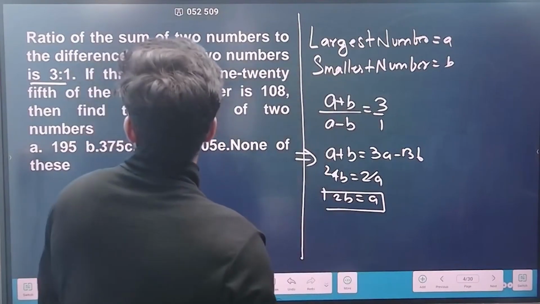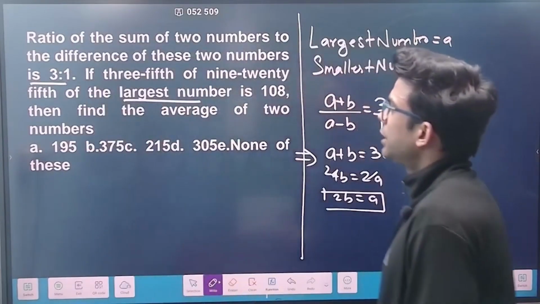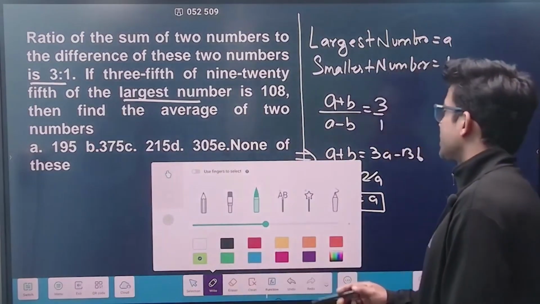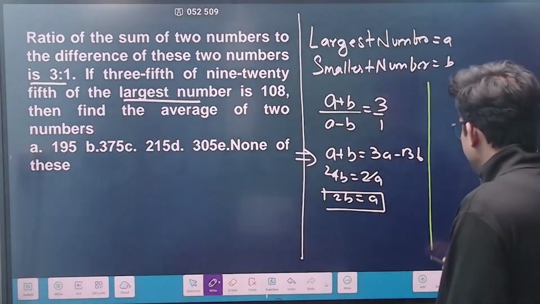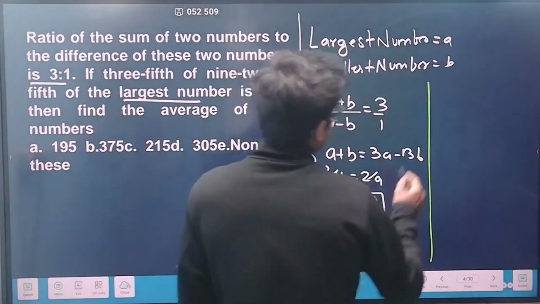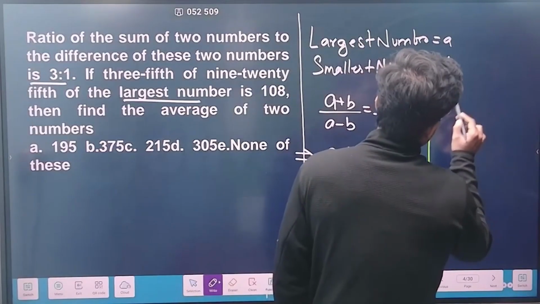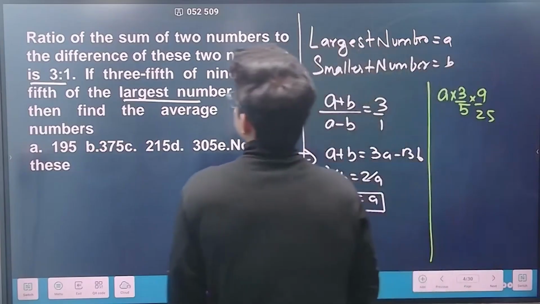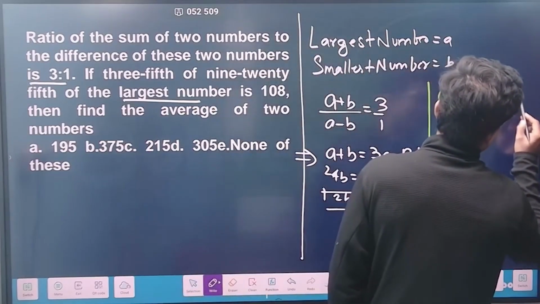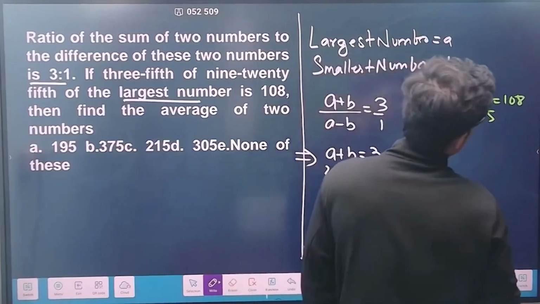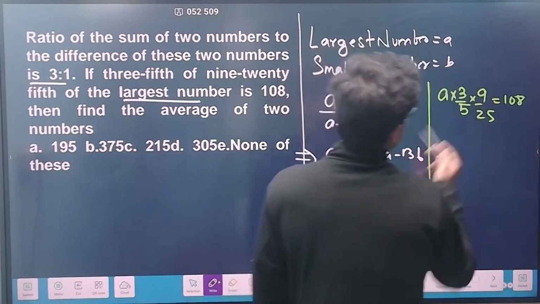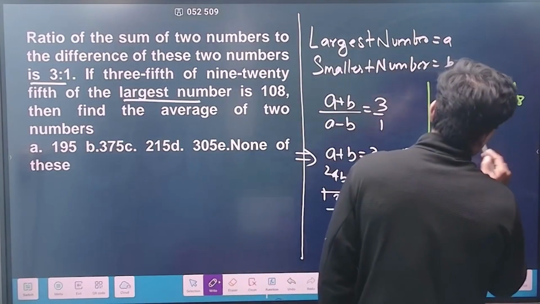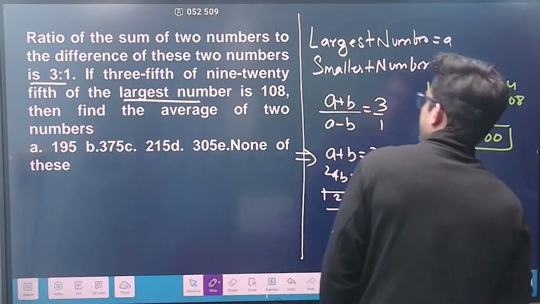Now see the condition they are giving: 3/5 of a number and 9/25 of the largest number. Largest number is A, so 3/5 of this number and 9/25 of this number is 108. So this is basically 108. We can cut this, 27 fours are 108, so this goes from 4 times. And 25 fours are 100, then the value of A would be 500. From here the value of A would be 500.